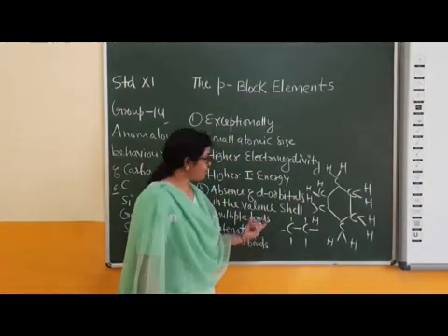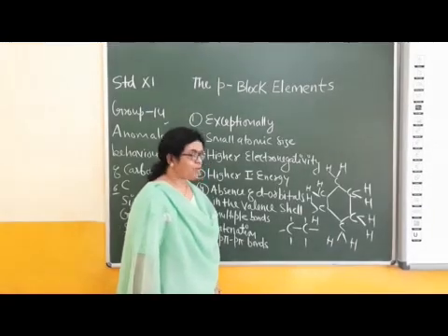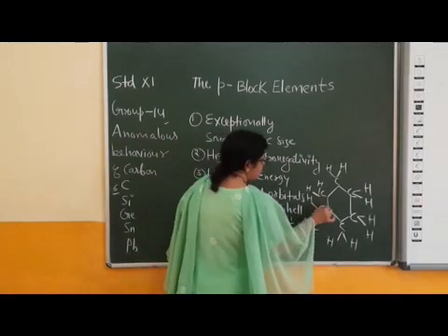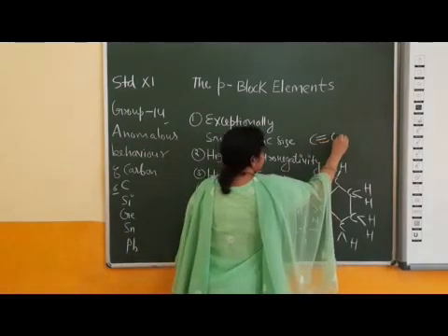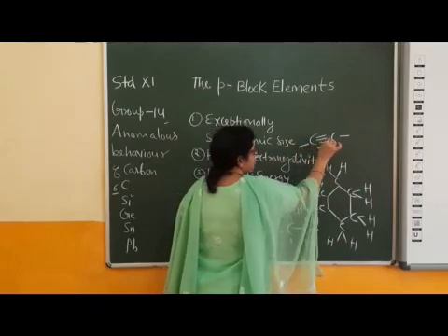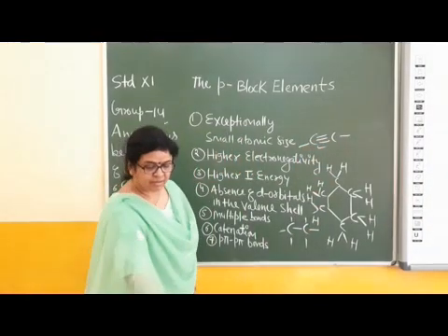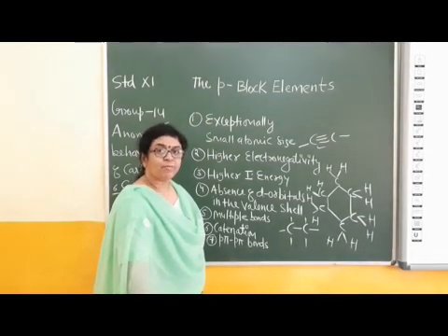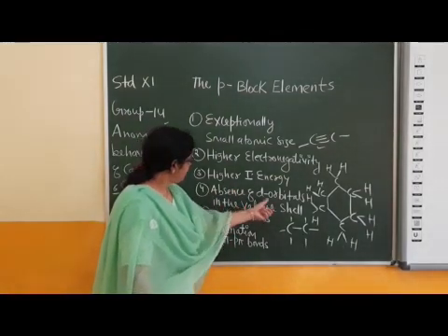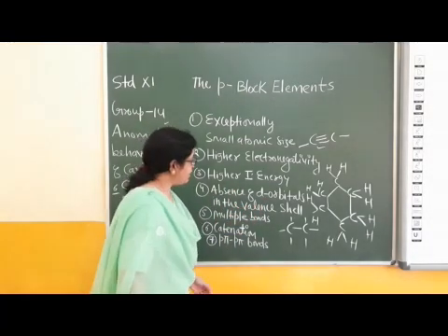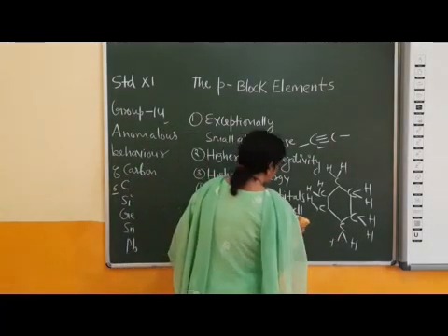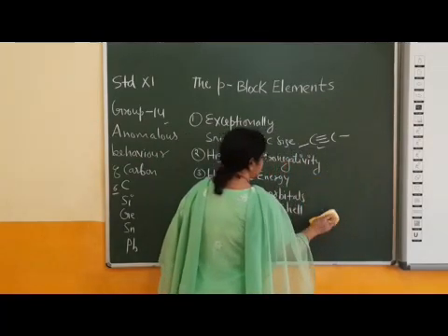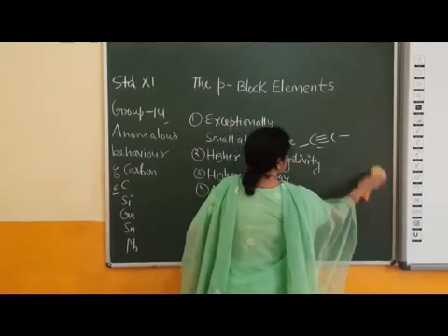What is the maximum covalency of carbon? Only 4 in any compound: 1, 2, 3, 4, or in a triple bonded system also 1, 2, 3, 4. This is called 4 covalency. The maximum covalency of carbon in any compound is 4, not more than 4, due to the absence of d orbitals in the valence shell. Other elements can show covalency more than 4 due to the presence of d orbitals in the valence shell.